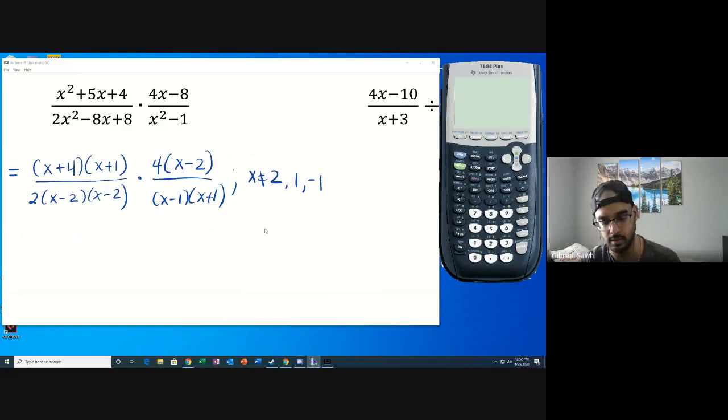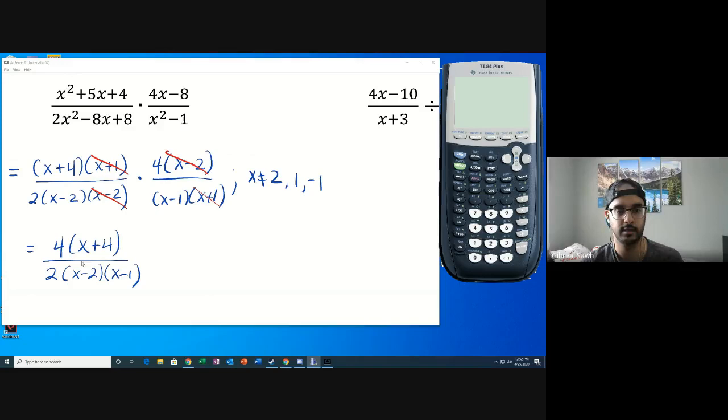So now you can start to cancel things out. So we can cancel out an x minus 2 from both sides, and x plus 1 from both sides, and that looks like it's about it. Okay, so we're going to be left with 4x plus 4 over 2 x minus 2 x minus 1.